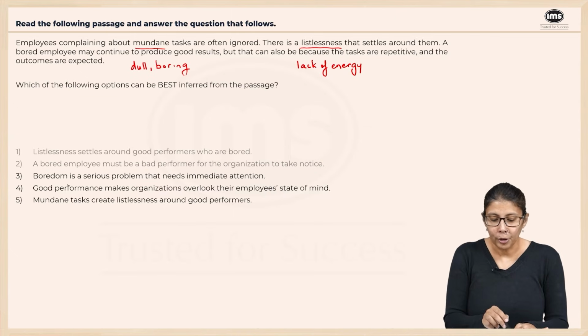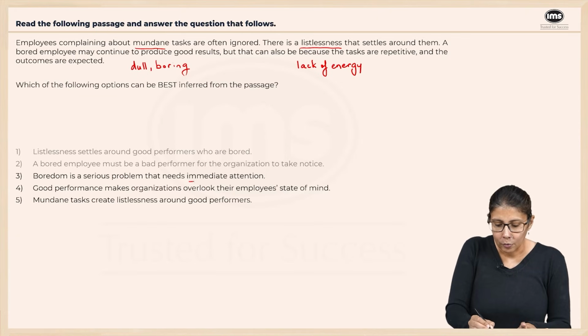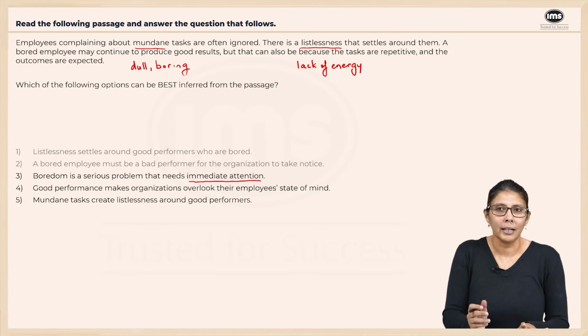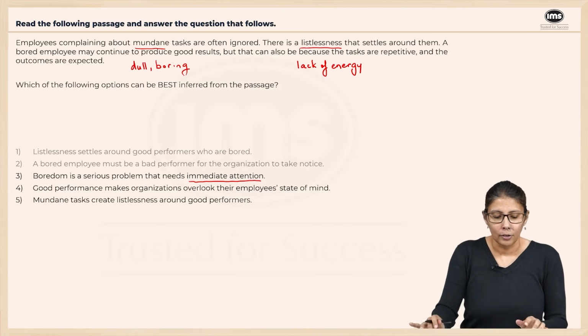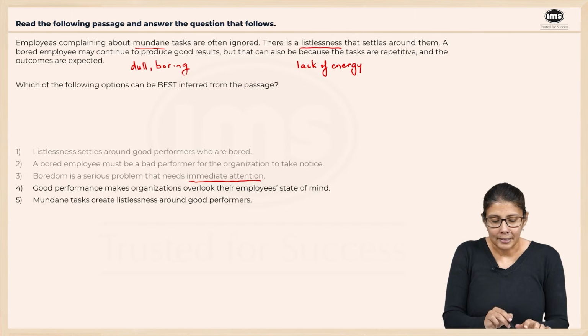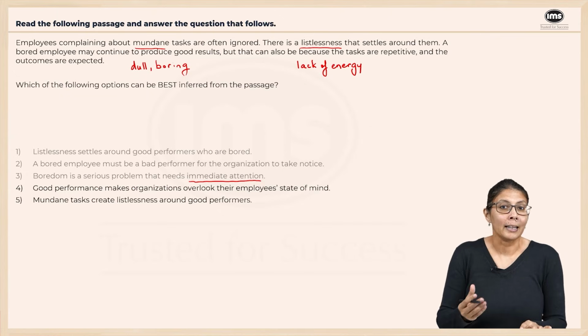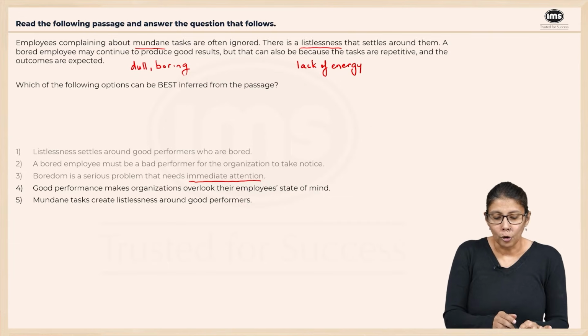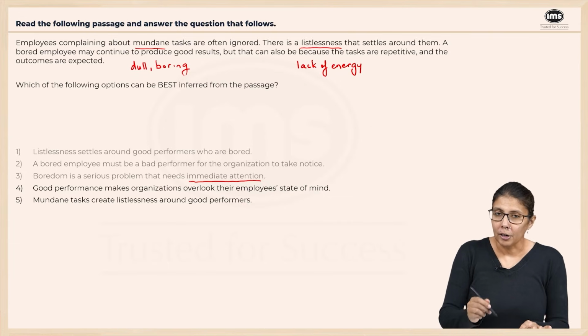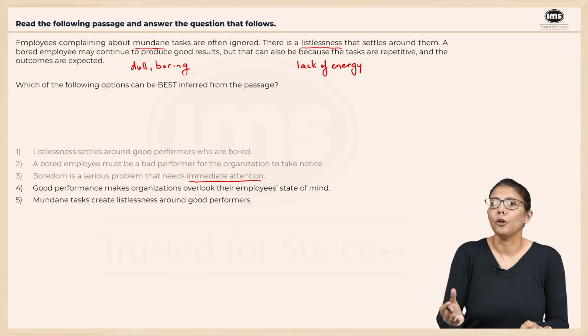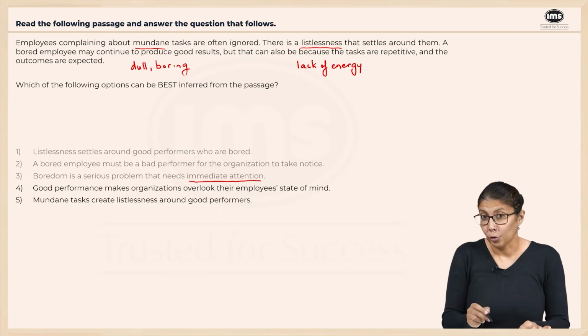The third one says boredom is a serious problem that needs immediate attention. This seems to be a little too alarmist. We are not saying it needs immediate attention. We are just saying, hey, the organization needs to pay attention, but not necessarily immediate attention. So, option 3 is out. The fourth one says, good performance makes organizations overlook their employees' state of mind. This talks about employee state of mind, which is what? Listless. They are lacking energy. They are bored. Good performance is obviously referred to, and because they deliver good performance, the organization does not take their problem seriously. So, option 4 could be the answer.